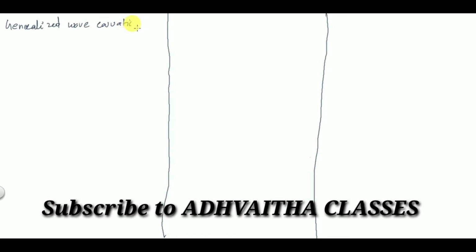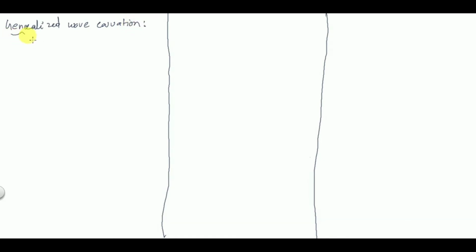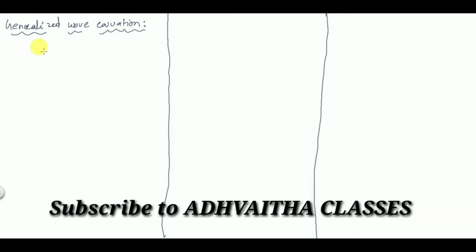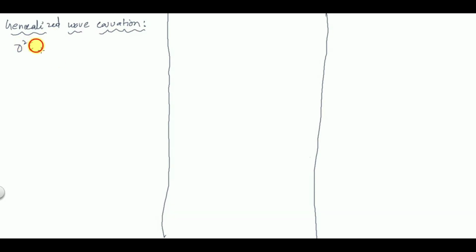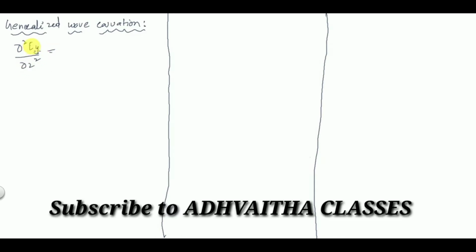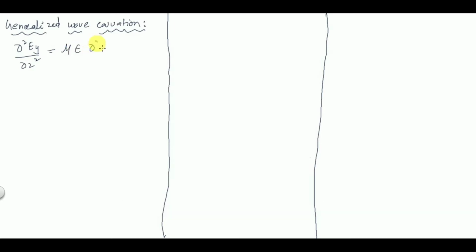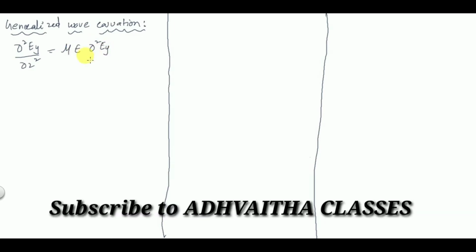So next we'll see the generalized wave equation concept. So what is the general wave equation? Just now we have got, when the wave is traveling along z direction, ∂²Ey/∂z² is equal to mu epsilon into ∂²Ey/∂t².